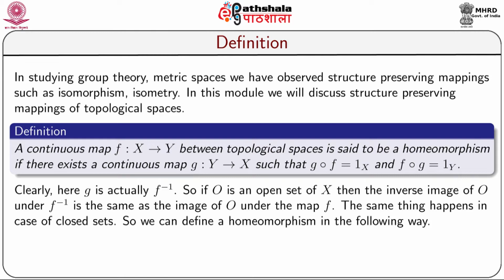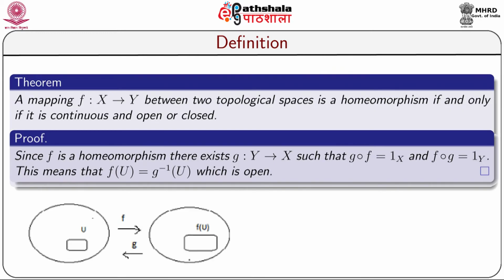So, if O is an open set of X, then the inverse image of O under f inverse is the same as the image of O under the map f. The same thing happens in the case of closed sets. So, we can define a homeomorphism in the following way. A mapping f from X to Y between two topological spaces is a homeomorphism if and only if it is a continuous bijection and open or closed.